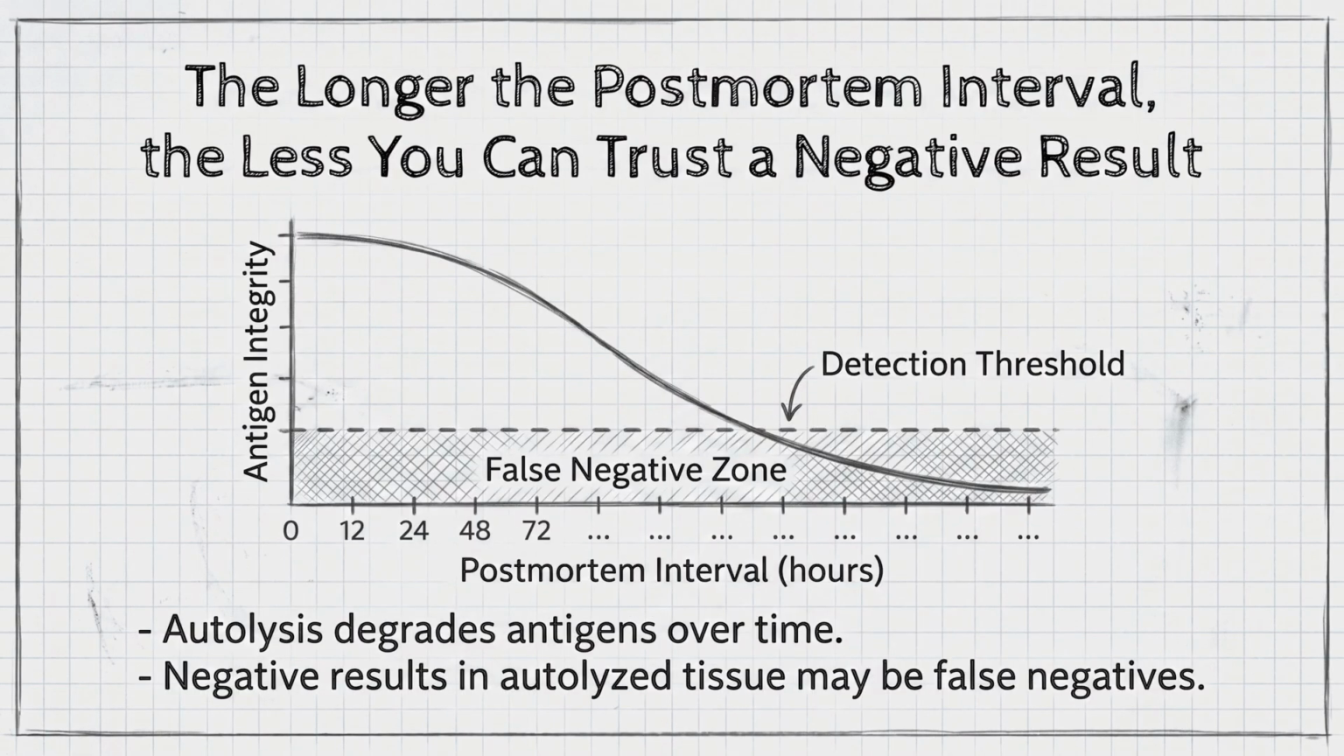We just saw how IHC can reveal subtle changes like beta-APP in head injury, but there's a critical caveat, the postmortem interval. The longer the time between death and tissue collection, the less you can trust a negative IHC result. Autolysis degrades proteins, meaning the target antigen might simply no longer be there. So a negative stain doesn't necessarily mean the condition wasn't present. It might just mean the tissue is too degraded to show it. This is especially true for highly labile proteins. And that brings us to another challenge. Fixation itself can sometimes be the problem.